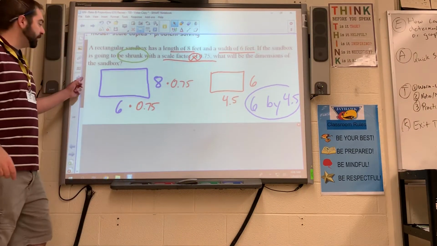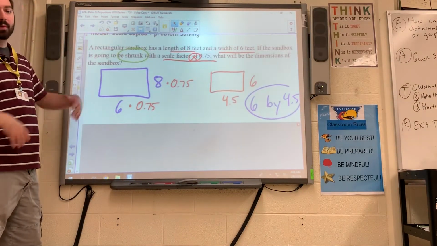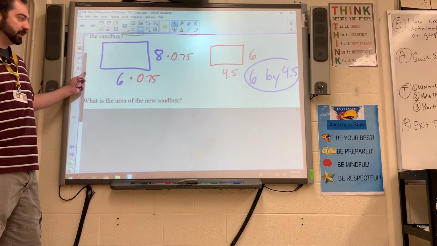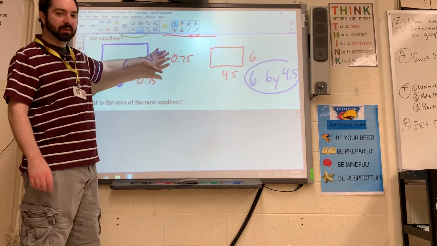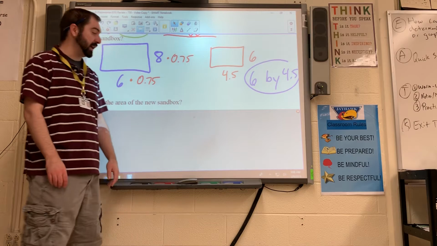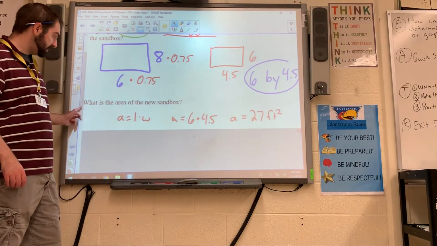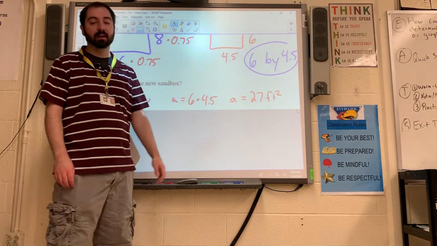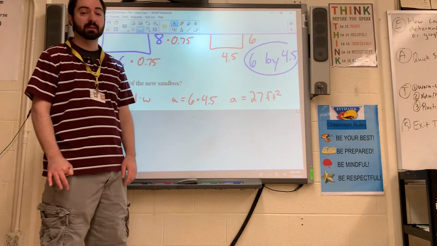All right, if you scroll down, we're going to use that same problem, but add to it. Next question: what is the area of the new sandbox? That's the old sandbox, and now we have our new dimensions. Anytime we're looking for the area of a rectangle, it's length times width, and I have my two dimensions, so 6 times 4.5 means the area of the new sandbox would be 27 square feet.